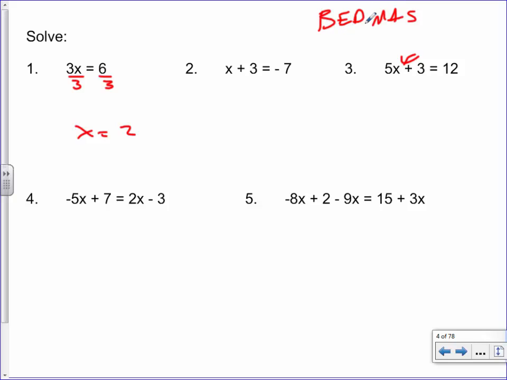Brackets, exponents, division, multiply, add, subtract. Okay. The basic concept behind BEDMAS is there's an order of operations you have to do things in. Only when you solve an equation, you actually have to go backwards the other way. So you have to do SAMDEB when you solve an equation.